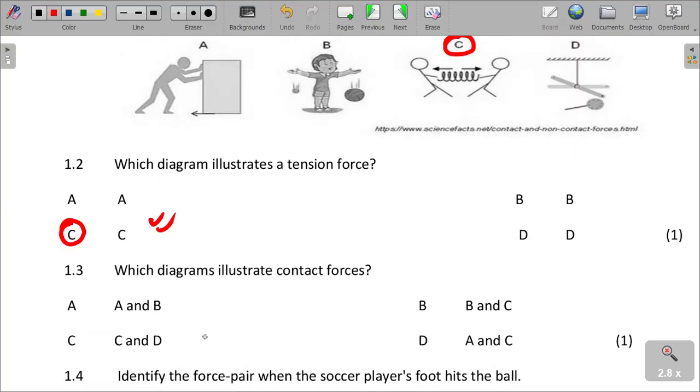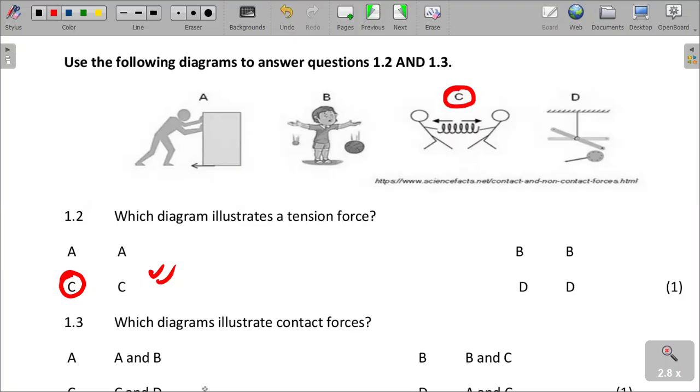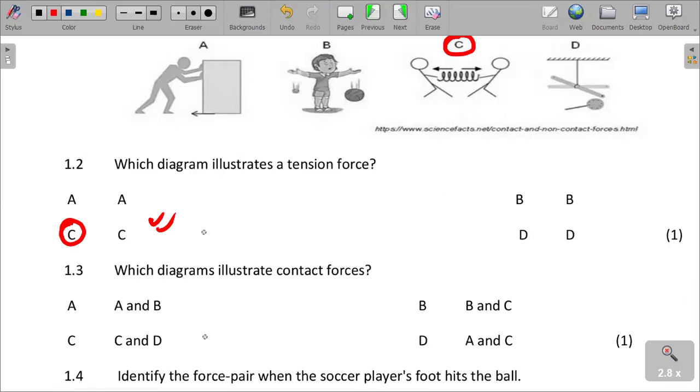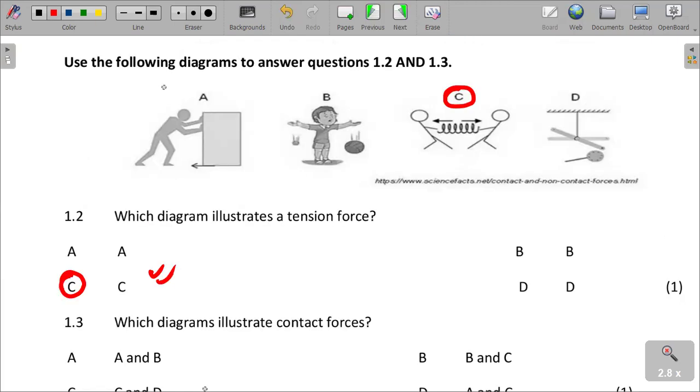Which diagrams illustrate contact forces? In a diagram that illustrates contact forces, we can see that there should be a surface that is in touch or being shown there. We can say A: at A there is a contact force, as you can see here. There is also the force of friction that is opposing motion. So A can also be right to say that it's a contact force.